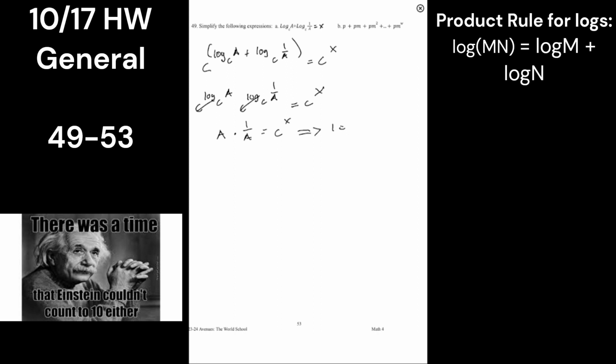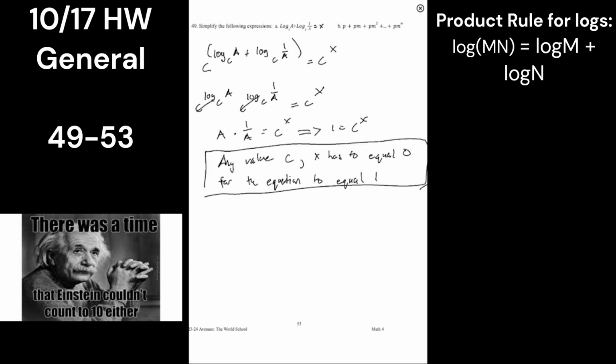So 1 equals c to the x. And it doesn't matter what base c there is, because the only x value that makes 1 is 0. So x has to equal 0 for the equation to equal 1. Hopefully that makes sense.